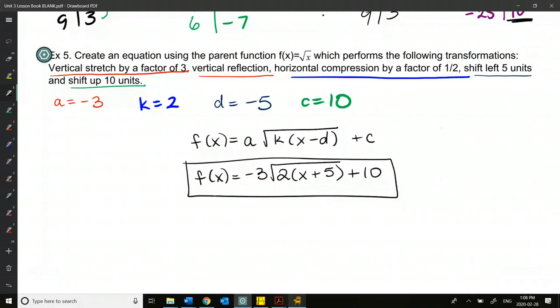Okay, if your parent function was x squared, it would be similar, except instead of the root, you would have brackets and then a squared on the outside of k and d, right? So same kind of idea. Any questions with that one? We're okay? Are you guys starting to get the hang of it a little bit? Yeah? Okay, perfect.